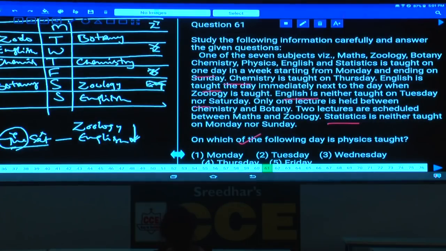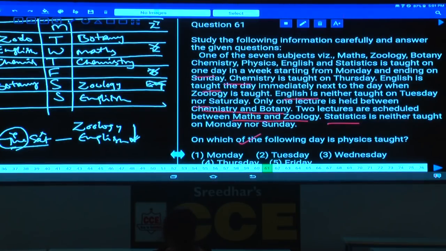And only one lecture is held between chemistry and botany. Between chemistry and botany there is only one. 2 lectures are scheduled between mathematics and zoology. Now between mathematics and zoology, how many are there? There are exactly 2. Now in this case, mathematics must be on Wednesday.